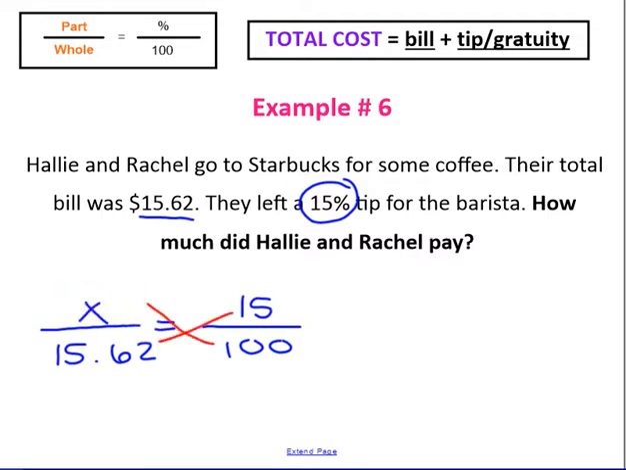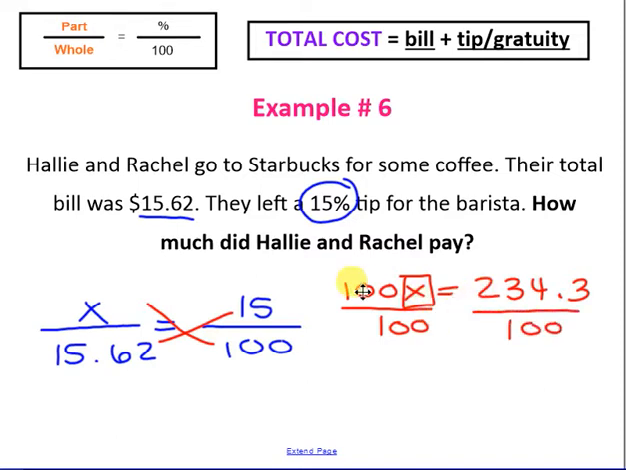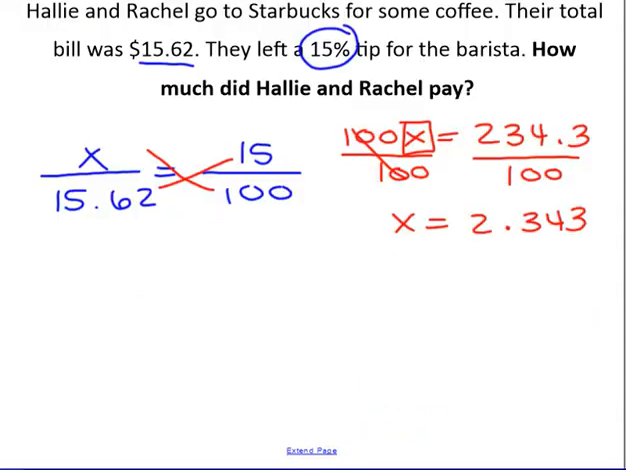I'm going to cross multiply. 100 times x is 100x, and then 15.62 times 15 is 234.3. Box the variable, divide both sides by 100. This cancels, so x equals 2.343. But again, they don't want to know just the tip. They want to know how much did they pay in total. So I need to take this tip, add it back onto the original bill.